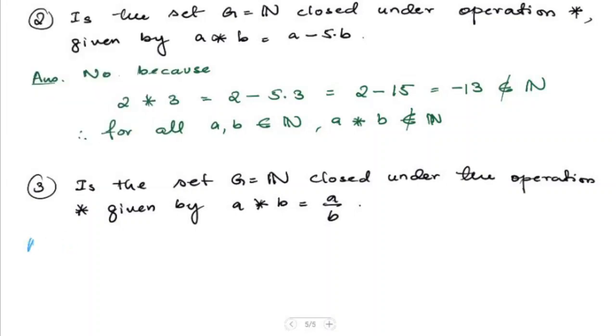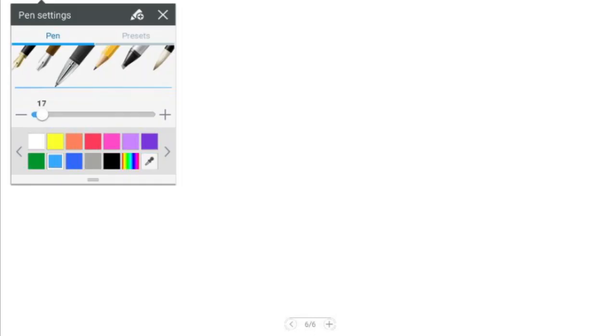So let's say the answer is no, because let's take an example. So 5 star 3 is equal to 5 over 3, and that's not an element of natural numbers, right? So this is not closed under the operation A star B. Now we can go ahead and do more examples.